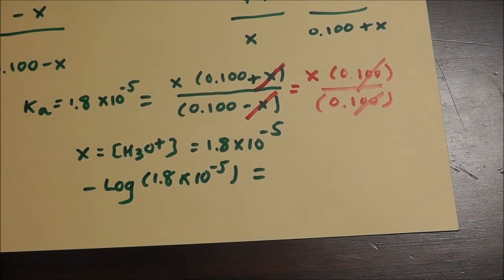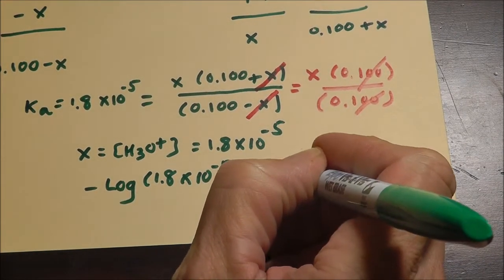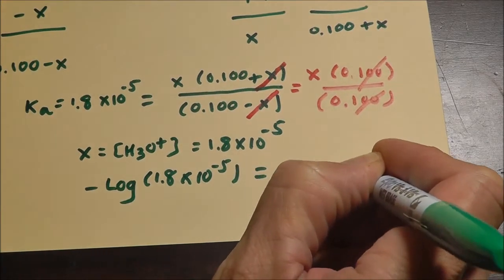Let's figure out what that is. 1.8 times 10 to the minus 5, and then I hit the log button. I get 4.74 is my answer.